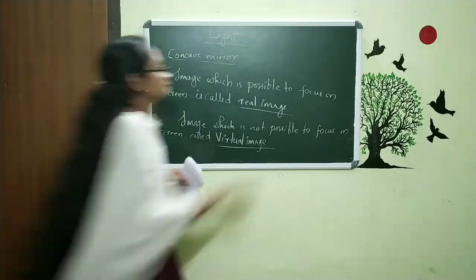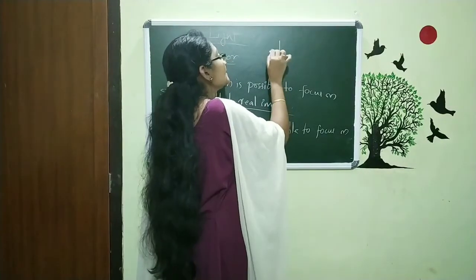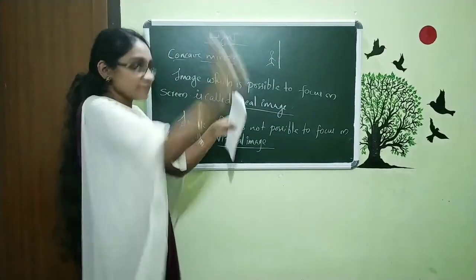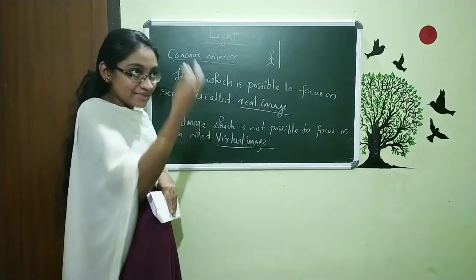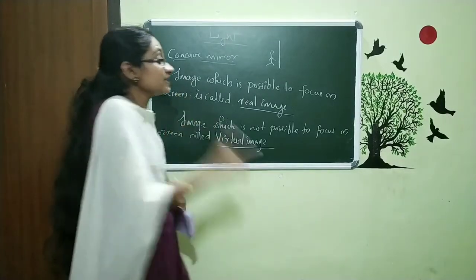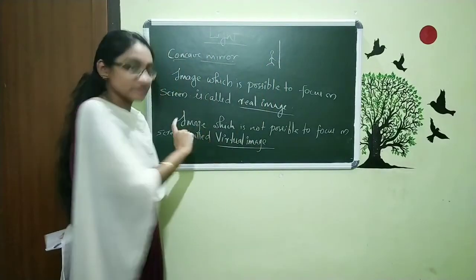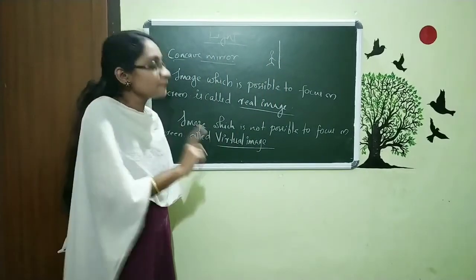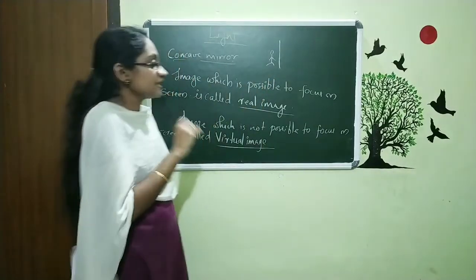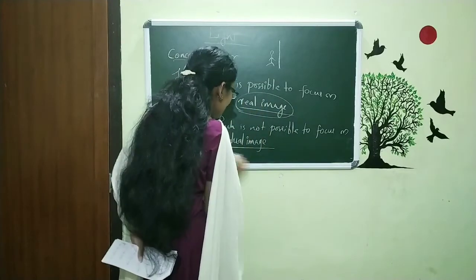Don't think that the mirror is a screen. The person is standing here and we get the image on the mirror itself. I can see my image in the mirror now. So don't think that the mirror is a screen. The image forms on the mirror itself, and so we call it a virtual image. Also it's not possible to focus the image on another surface. So you want to remember these two names, real image and virtual image.